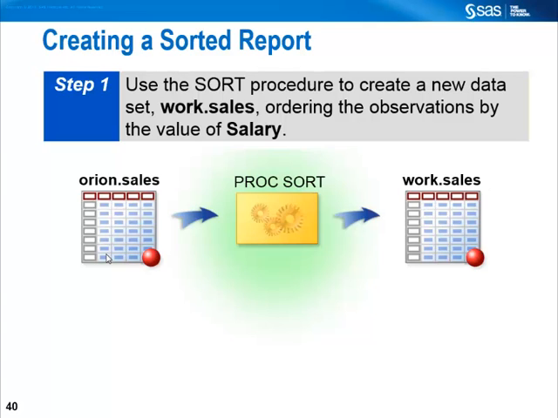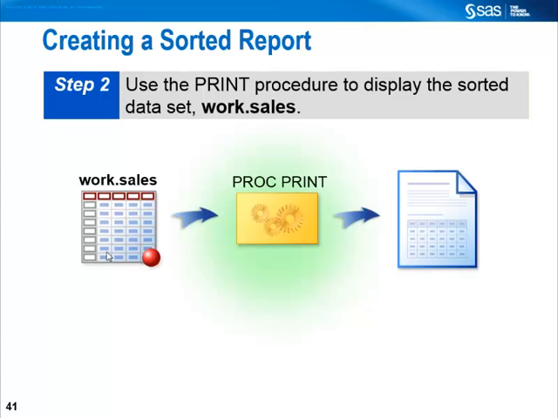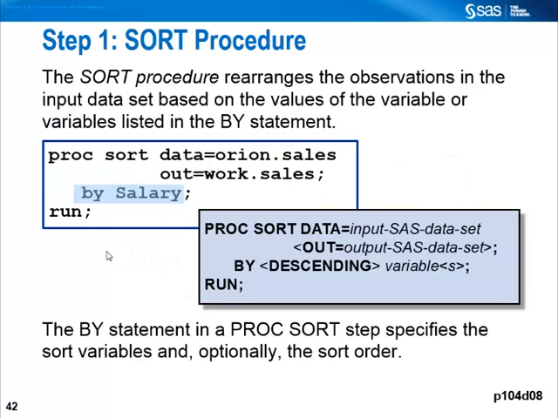Step 1. We use the sort procedure to create a new dataset work.sales ordering the observations by the value of the salary. Step 2. We use the print procedure to display the sorted dataset work.sales. Let's go ahead and work on these steps. The sort procedure arranges the observations in the input dataset based on the values of the variable or variables listed in the by statement. So proc sort data equals orient.sales out equals work.sales; by salary.